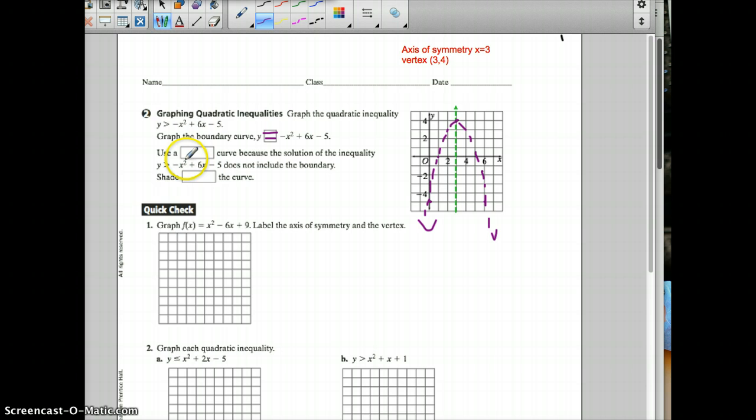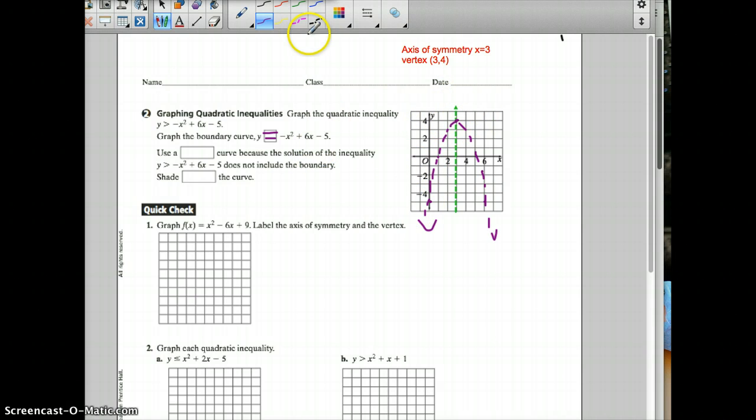Notice here, greater than. Now we have to think about where y is greater. Is y greater on the outside of the parabola, or is y greater on the inside of the parabola? Usually when the parabola opens down like this, the greater is going to be on the outside, and then less than would be on the inside. If the parabola opened up, then the greater is going to be on the inside, and the outside will be the less than. But in this case, we can see here y is greater up here.